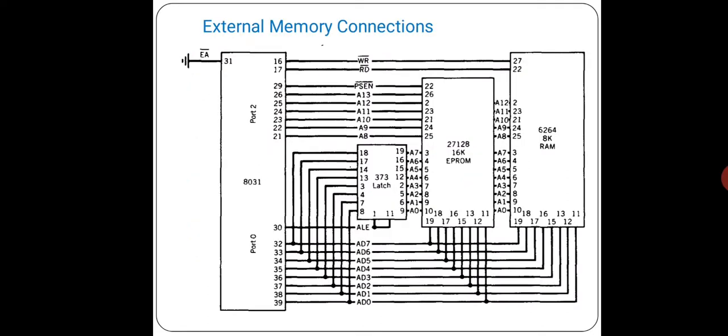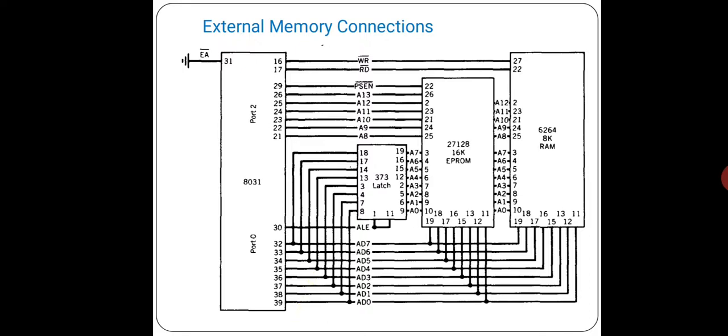This is one of the important diagrams, external memory connection. So this is your 8051 microcontroller. Don't worry, 8031 is written here, it comes with different series. This is our ROM memory and this is our RAM memory. Now you can see port number 0 and port number 2, pin number 39, 38, 37, 36, like this.